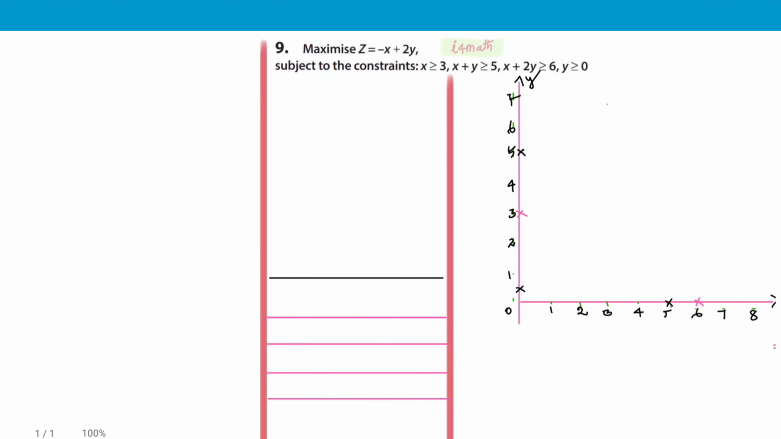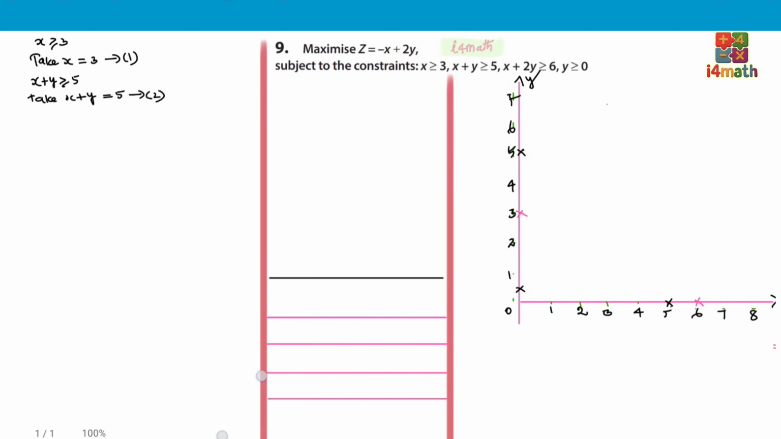Now, first let us take the inequality x greater than or equal to 3. Take x is equal to 3. Consider this is equation number 1. Next, you consider x plus y greater than or equal to 5. Take x plus y which is equal to 5. Consider this is equation number 2.